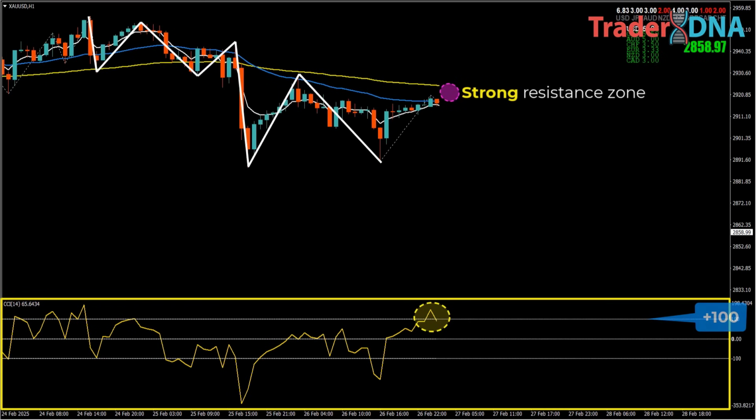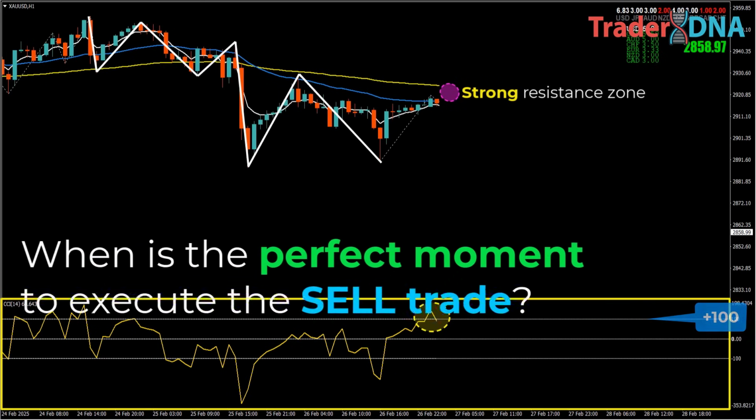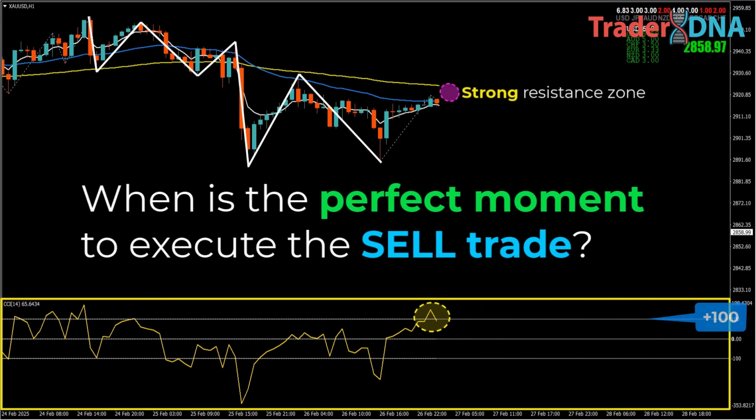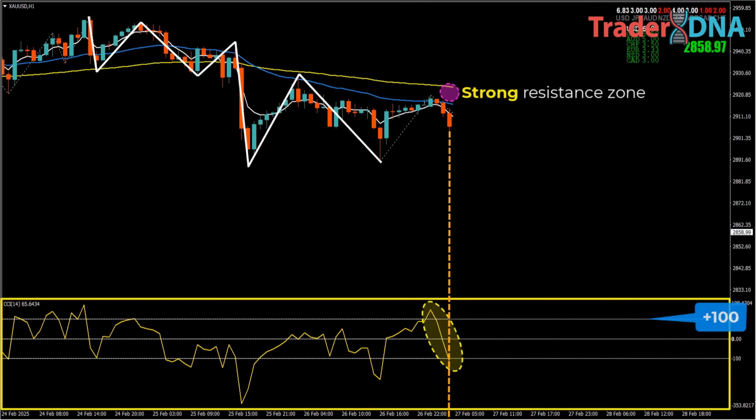Now, the big question: when is the perfect moment to execute the sell trade? The answer, as soon as the CCI line drops from above 100 down below 50, or even better, below -100. Just like in this example, once the CCI starts dropping, we immediately pull the trigger on the sell entry at the open of the next candle.